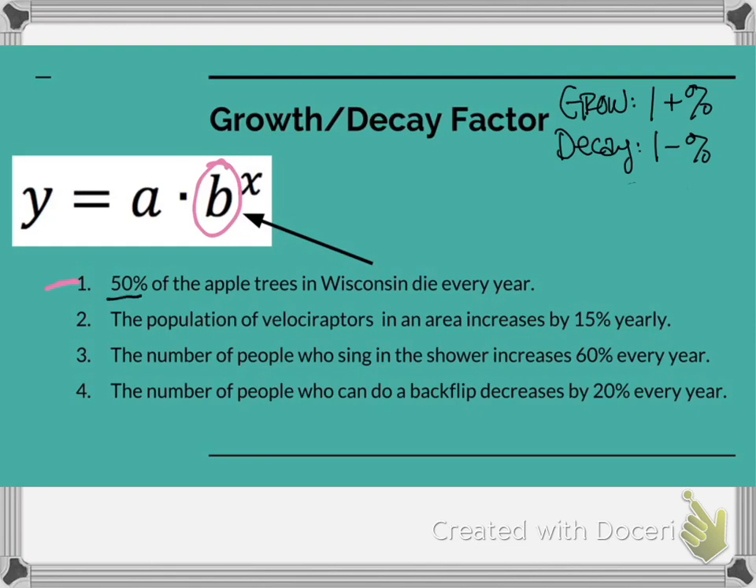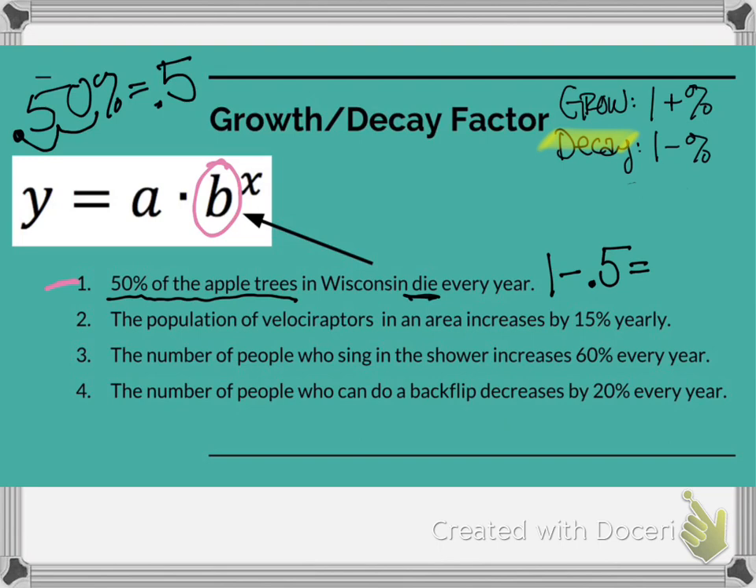So for instance, when I'm talking about 50% of the apple trees in Wisconsin die every year, I'm talking specifically about decay. Dying means decay. I'm going to get less and less and less. If I write 50% as a decimal, I'm moving the decimal point 2 places to the left. So 50% as a decimal is the same thing as 0.5. So I'm going to take 1 minus 0.5, and I'm going to get my b equals 0.5. That's going to go into the b part of my equation.